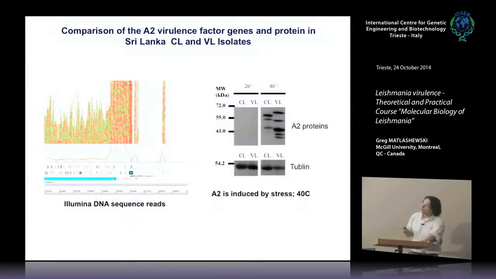The other one was the A2 gene, and Peter showed you some of his results yesterday. When you sequence across the genome, in the visceral form, these are the red sequences here, and the cutaneous form is in the green sequences. You have more red sequences, meaning you have more A2 genes here. And when you do the Western blots to look at proteins, you can see in the visceral form, you have more A2 proteins here than here.